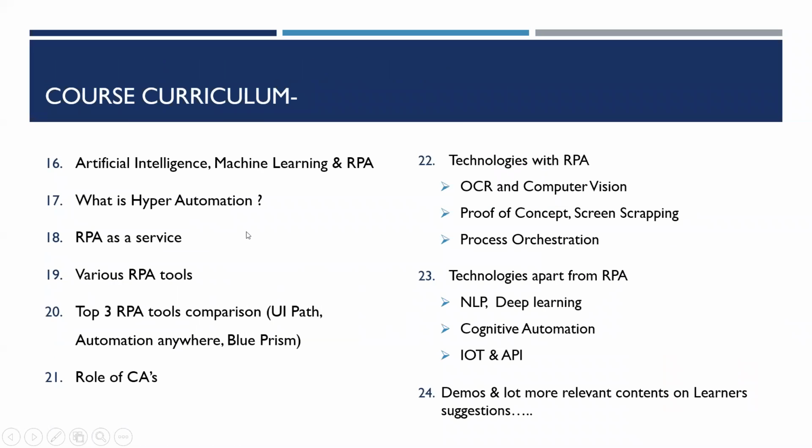The next thing is the other technologies called artificial intelligence and machine learning. What are these? What is hyper automation? And what exactly is the trending concept, RPA as a service?